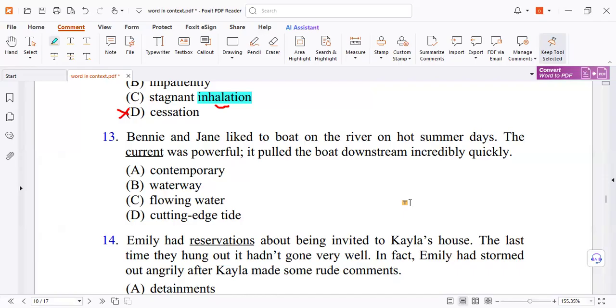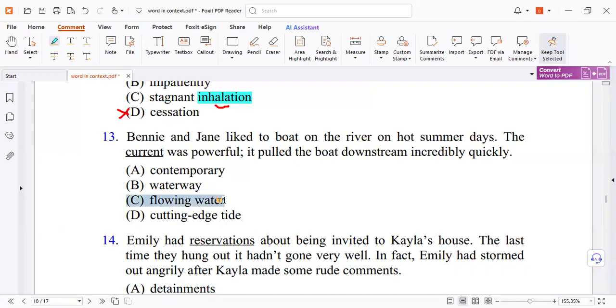The answer is B. You think it's letter B? No, C. Flowing water.